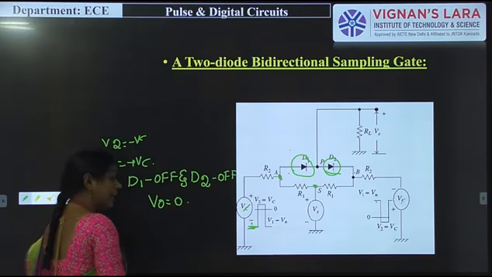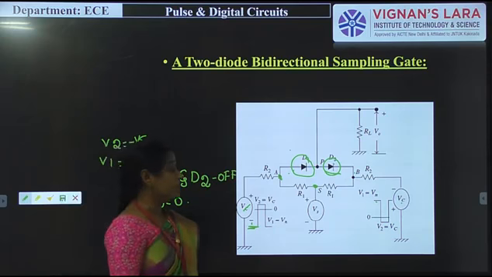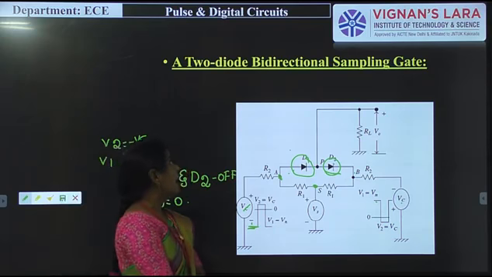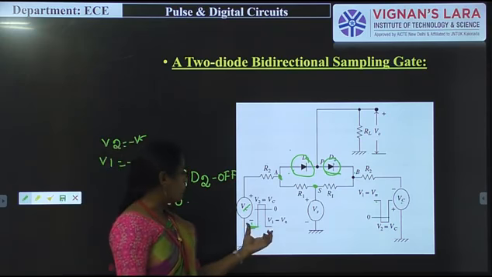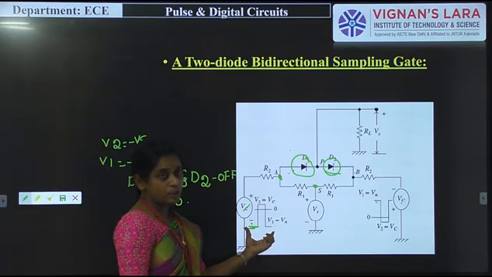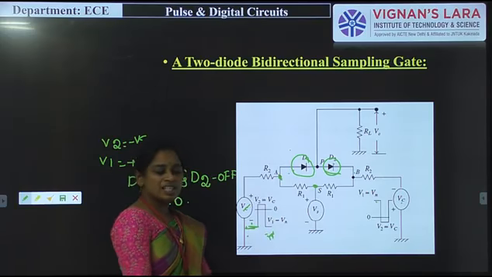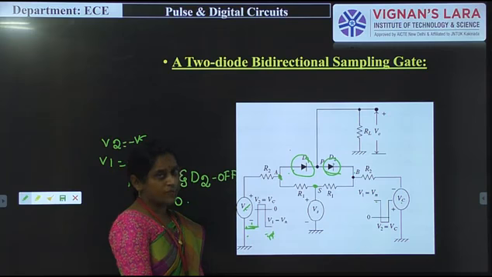Another important thing about this two diode bidirectional sampling gate: the control signal applied to one of the diodes is in the positive direction, and the other one is obviously in the reverse direction of the first one. That is a very important thing regarding this circuit.